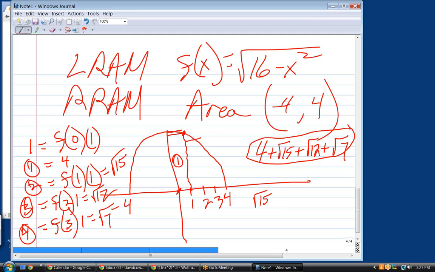What's the height of rectangle number 2? F of what? F of 2. Yeah. In other words, that right-hand corner of the rectangle has to be on the function. So that would be f of 2, which is square root of 12 times 1. The third rectangle is f of 3, which is square root of 7. But we have a fourth rectangle that has no height.